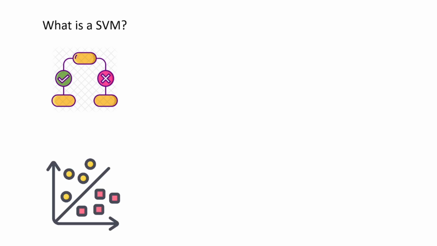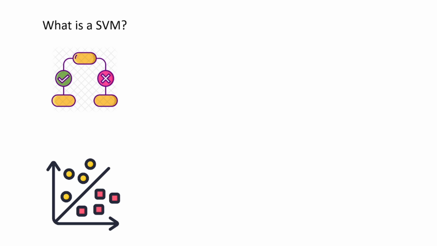First, what exactly is a support vector machine? At its core, SVM is a classification algorithm designed for binary classification tasks. It's built upon the concept of a maximal margin classifier, which aims to find the best possible boundary, or hyperplane, that separates data into two classes.